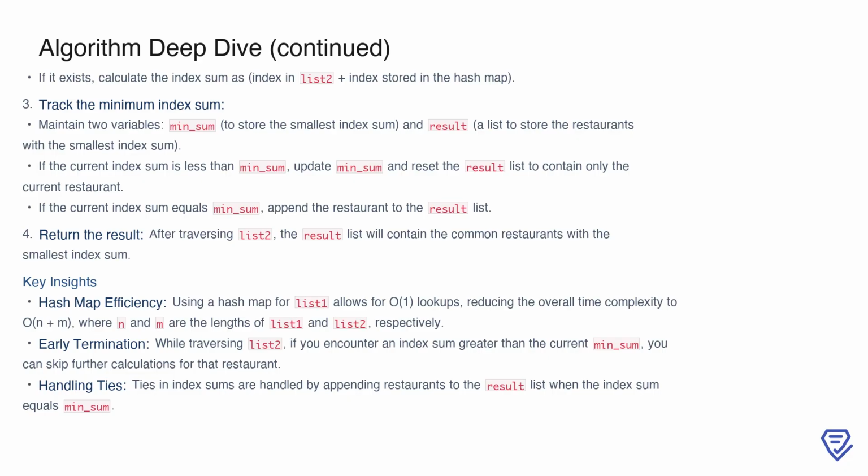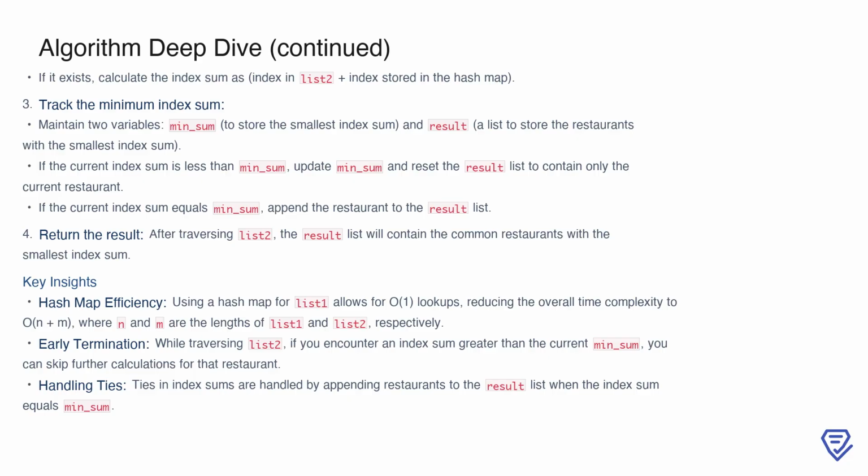If the current index sum is smaller than min_sum, we update min_sum and reset result to contain only the current restaurant. If the current index sum equals min_sum, we add the restaurant to the result list. After completing the traversal of list 2, the result list will hold all the common restaurants with the smallest index sum. By using this approach, we achieve a time complexity of O(n + m), where n and m are the lengths of list 1 and list 2, respectively.